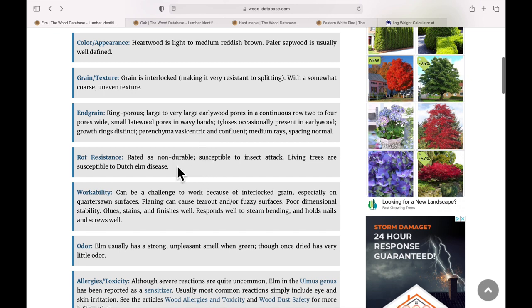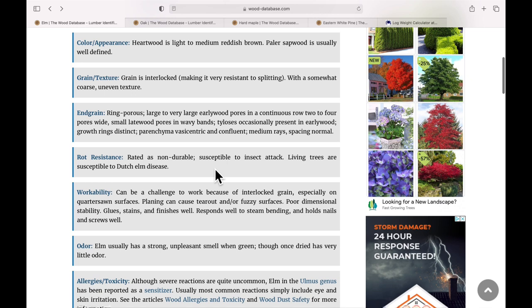The rot resistance, this is really helpful if you are determining if something would be useful for outdoor furniture. In the U.S., there's not many woods that are. There's more woods that are not usable for outdoor stuff than there are that would be usable. The cedars and the redwoods and things like that obviously are. You can get into white oaks, and they're definitely usable. And this is a good indication that it is not. It is susceptible to insect attack.